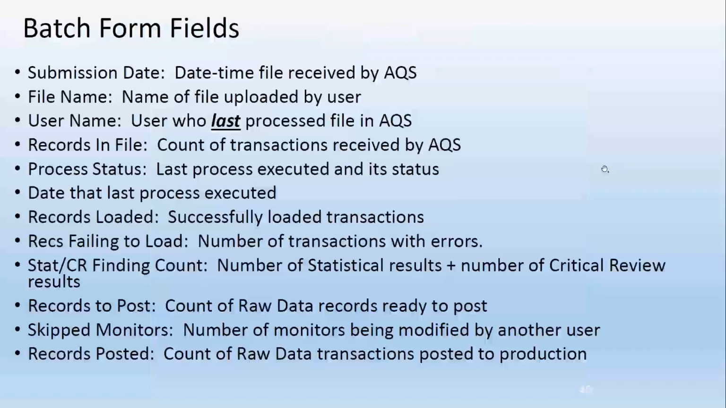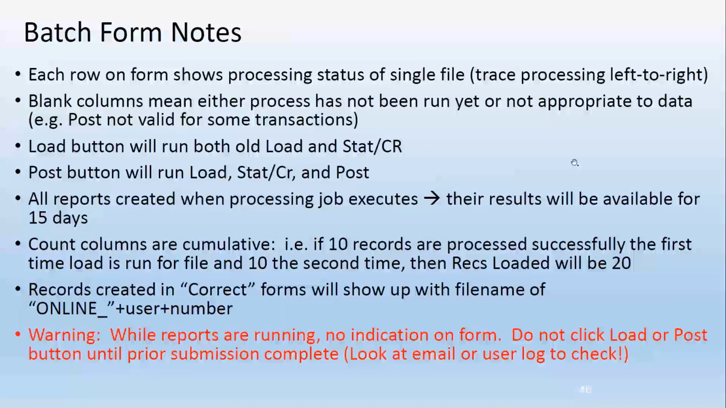I'm not going to read through all the fields on the batch form. I would encourage you, since you are getting emailed these handouts, and we're running out of time, this will tell you what each of those fields means specifically. But it's important to note the file name there. And so let's go to the next slide. Batch form notes: each row shows the process of a single file. Blank columns mean that it hasn't run yet. These are just the general rules for the batch form.